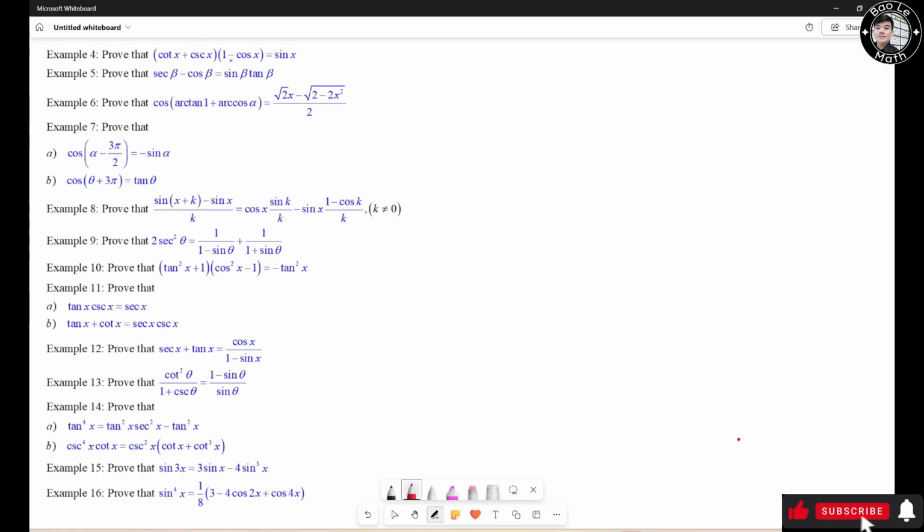Now let's move on to example number 4. We need to prove that cotangent s plus cosecant s times 1 minus cosine s equals sine s, right? So the best way for you to prove the trigonometric identities is to convert every single thing into sine and cosine, right? So I have cotangent s is going to be cosine s over sine s, right? Cosecant s is going to be 1 over sine s, right? Times 1 minus cosine s, right?